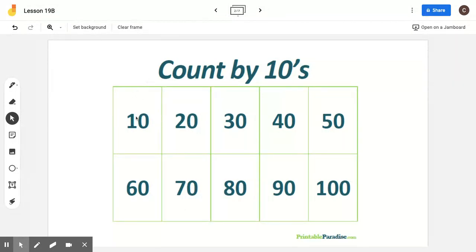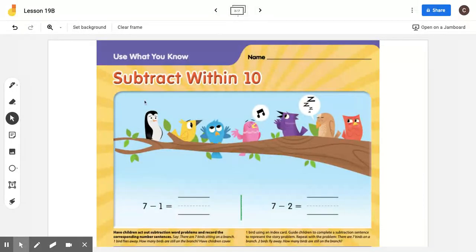You ready? 10, 20, 30, 40, 50, 60, 70, 80, 90, 100. Great job. Let's do it one more time. I want to hear you. 10, 20, 30, 40, 50, 60, 70, 80, 90, 100. Awesome job, boys and girls. Let's get started with our lesson.